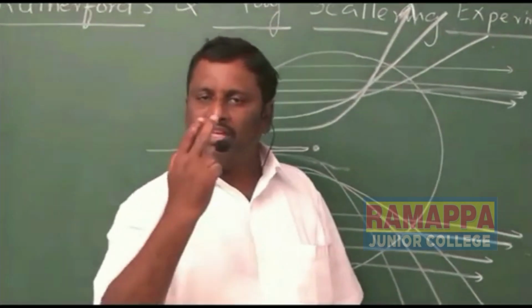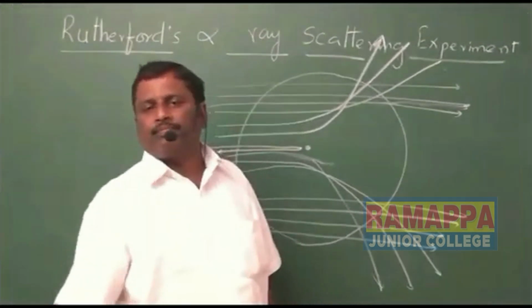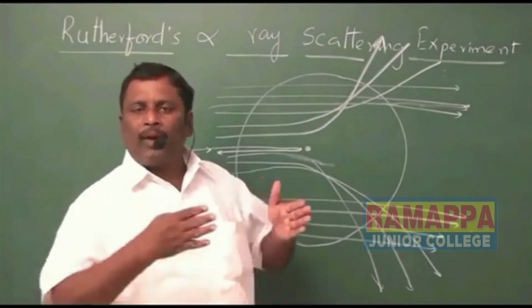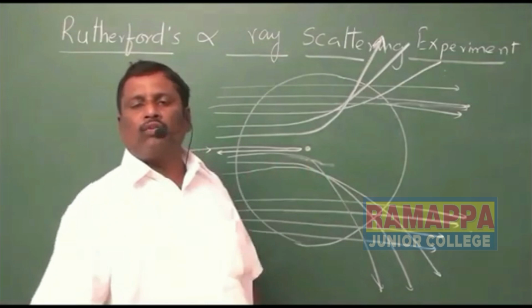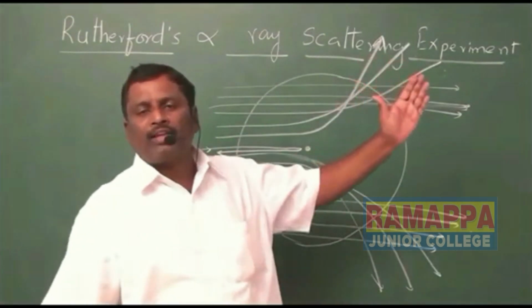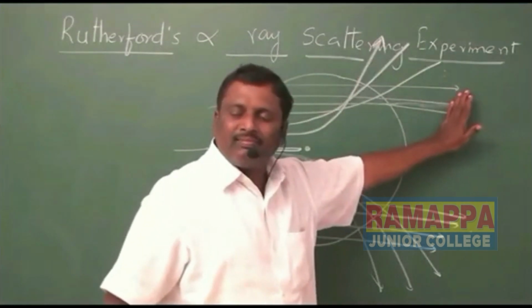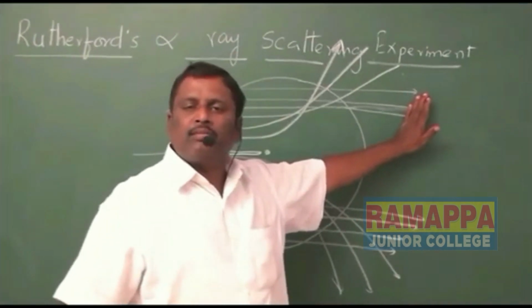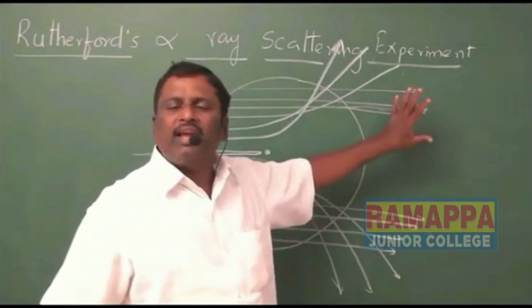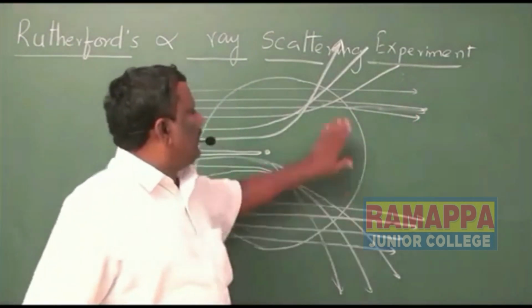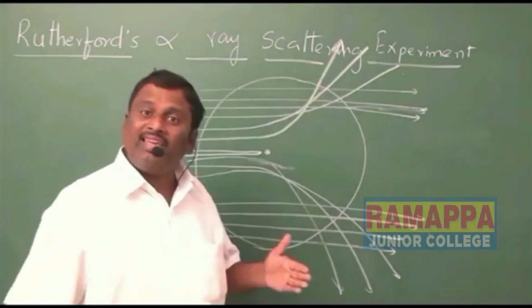Here we have three results. When alpha particles are focused on the gold foil, most of the alpha particles pass through the gold foil without any deviation in their path. That means most of the space in an atom is empty. Some alpha particles are reflected at different angles.